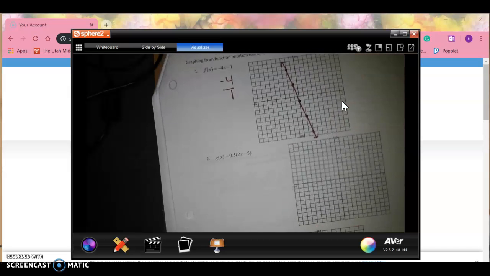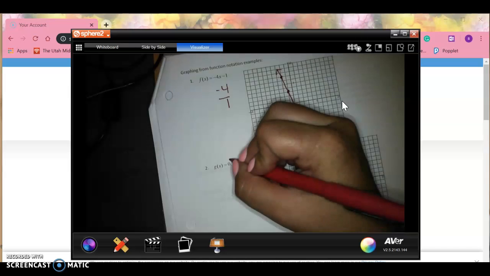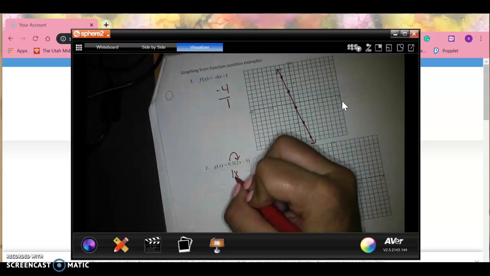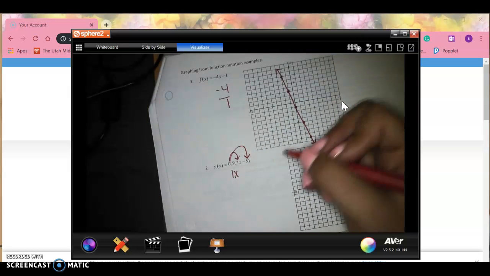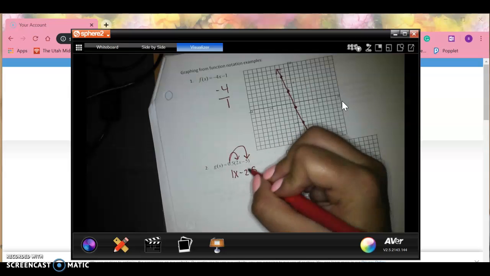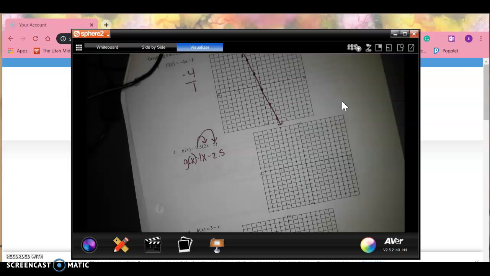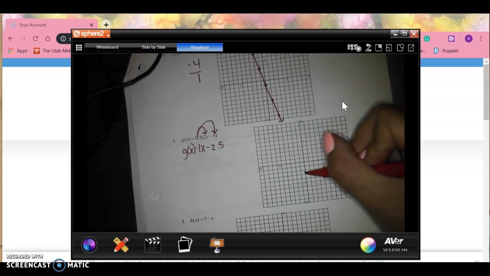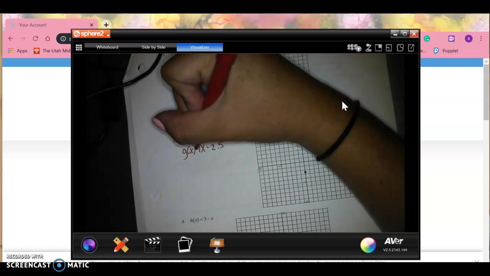Alright, let's do this next one. Got to distribute first. When you do that, you should get 0.5 times 2x, which is going to give you 1x. And 0.5 times negative 5 will give you negative 2.5. So g of x is equal to 1x minus 2.5. So let's figure out our b, negative 2.5. And this is a positive 1x.